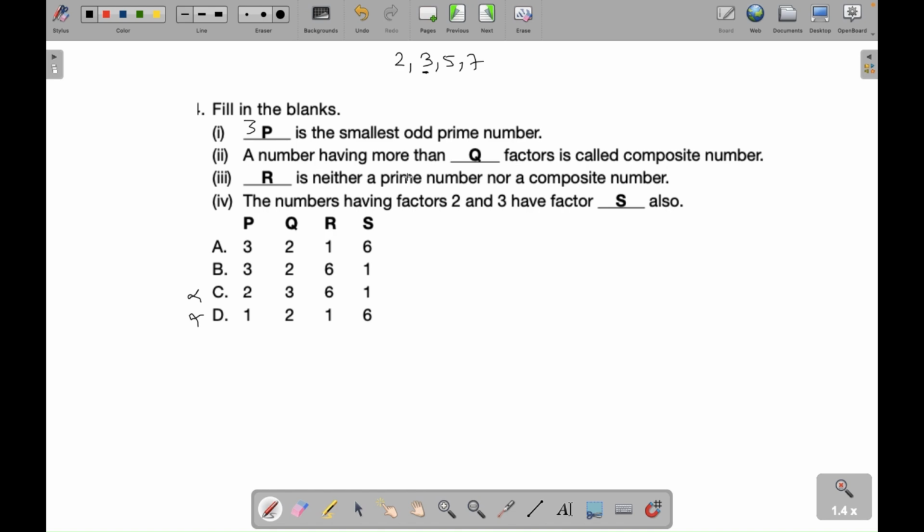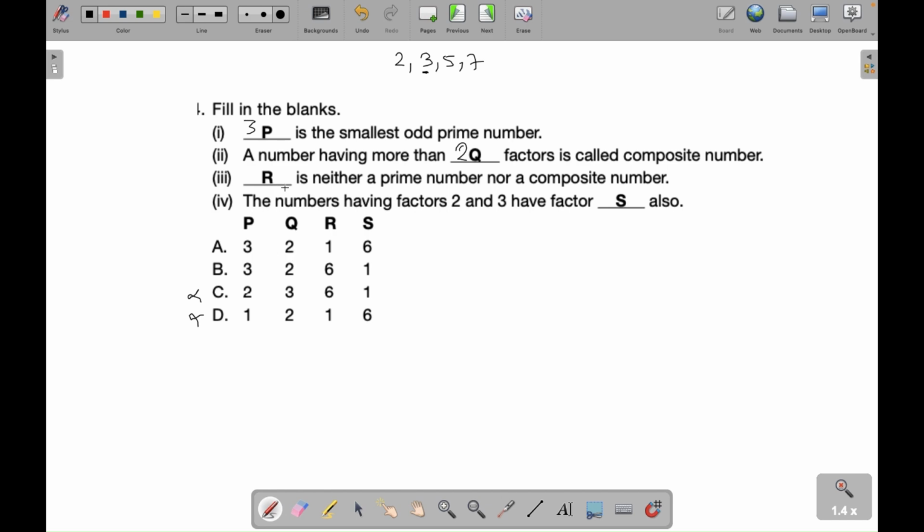A number having more than q factors is called a composite number. A number that has more than how many factors is a composite number? So a number which has only 2 factors is a prime number. A number which has more than 2 factors is a composite number. Right? So straight from the definition that we discussed, q is 2.